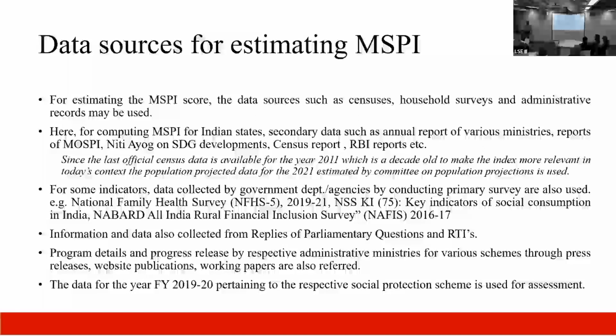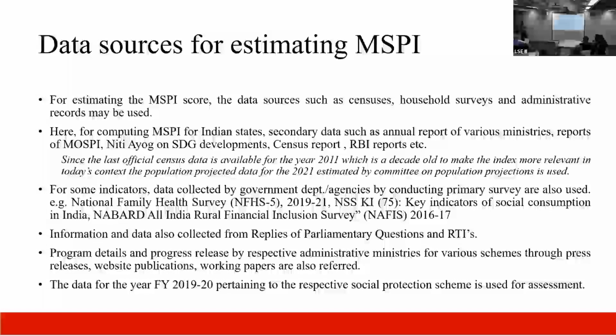Before coming to the final calculation, I just want to mention where this data has been taken from. For calculating any social protection score, if you are not going for a primary survey, the usual secondary sources are census data, which is available in most countries, and also household surveys and administrative records, which can be used for estimating the MSPI in any country. In the Indian context, I have taken the secondary data from the annual reports of various ministries and departments, mostly the Ministry of Statistics and Programme Implementation. I have also taken data from the Planning Commission, census reports, and our central bank's reports.